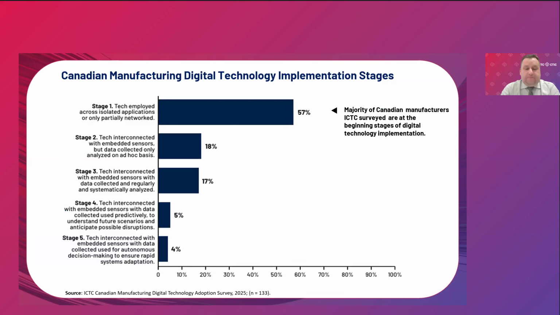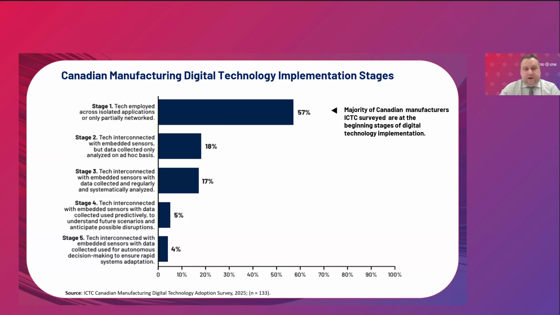Furthermore, when we look at the implementation stages of Canadian manufacturers, with stage one being tech employed across isolated applications and maybe only partially networked, to the most intensive digital technology adoption, where tech is integrated, embedded with sensors, and used in autonomous decision making. The majority of Canadian firms, 50%, are in stage one. The other firms are in stage two and stage three. Stage two is where the tech is interconnected, but the data is only used ad hoc, informally, to base decisions on. Stage three is where the tech is interconnected with sensors and data is collected and systematically analyzed.